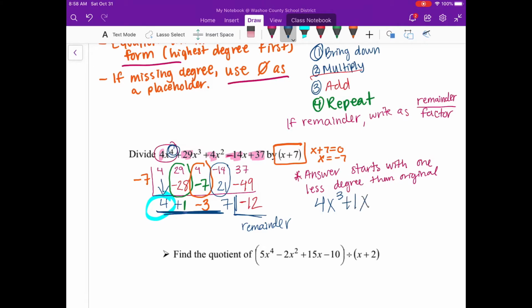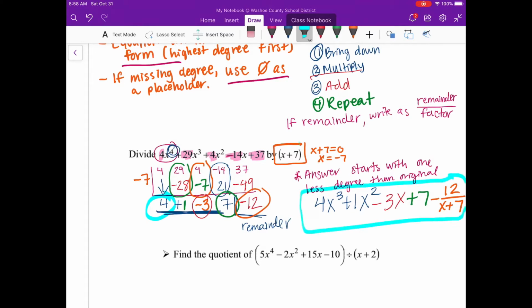And then I have a positive 1, so I'm going to bring plus 1 x squared, minus 3x, plus 7, and then this is a minus 12 over x plus 7. So remember, you're going to put your remainder above the factor that you divided by. So this is the factor I divided by, so I want to make sure that's in the denominator. Okay, so this is how you apply synthetic division.